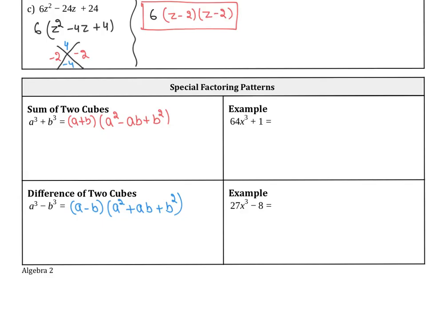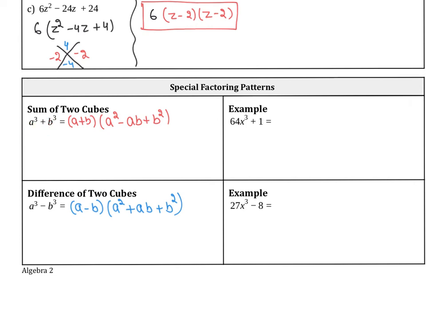Next, we are going to do special factoring patterns, and we are using a cube plus b cube, the sum of two cubes. I got this formula we discussed earlier, that is a cube plus b cube is a plus b times a squared minus ab plus b squared. So we are going to use this formula to solve this example. First of all, I'm going to write this in a cube plus b cube form.